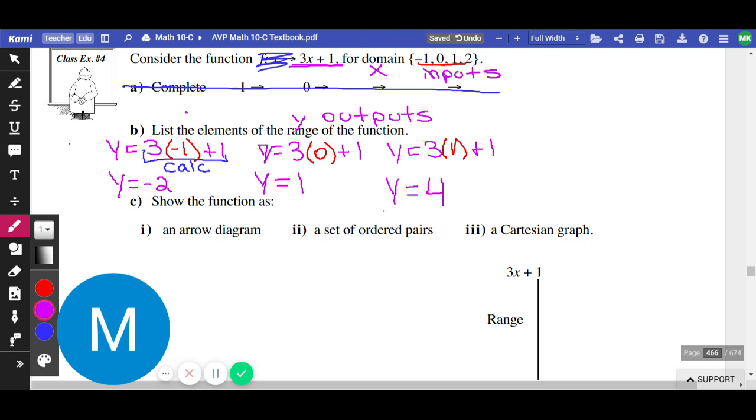My very last one, y equals 3, then bracket 2, plus 1, y equals 6. Nope, sorry, 7. My range for this question would be -2, 1, 4, 7. That would be my range.